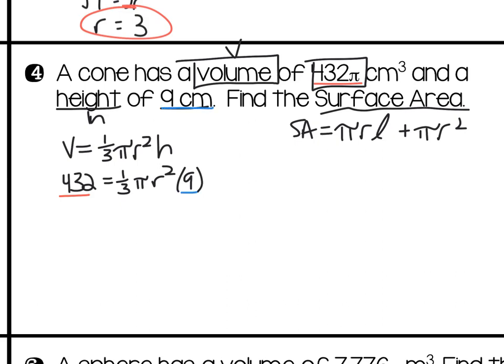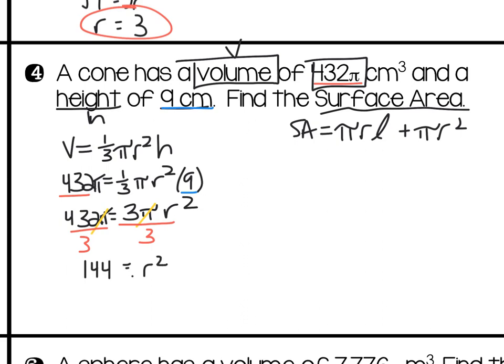To simplify that a little bit, we get 432 equals 1/3 of 9 is 3. Oh, and I lost a pi. Whoops, which is going to be helpful in a second. R squared, we do have a pi on both sides, now that I fixed it. And we're going to divide by 3. So 432 divided by 3 is going to give me 144. So 144 equals r squared. We'll do the square root, and the square root of 144 is 12.